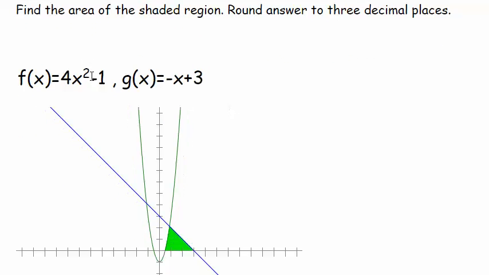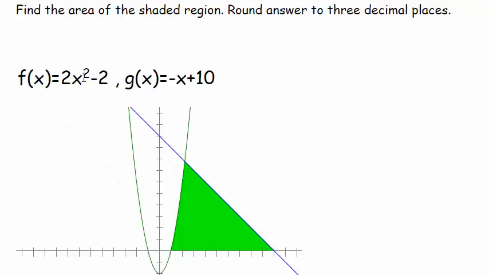Trying to think of the last problem I did. Let's click on this thing, get a bigger picture. How about that? That's a nice big picture. Let me go ahead and write that down. So we got f of x is equal to 2x squared minus 2, and g of x is equal to negative x plus 10. Okay, got that written down.